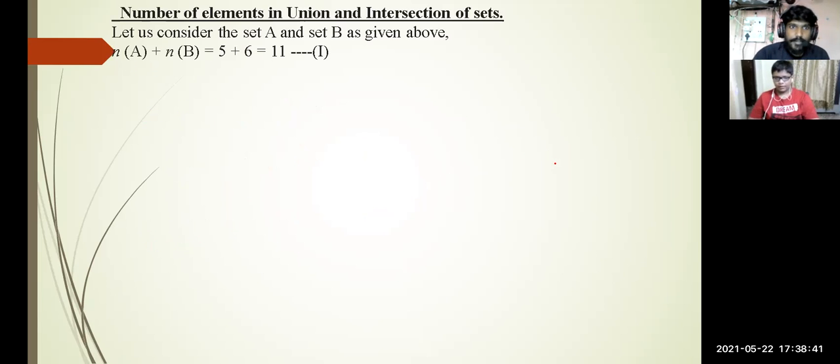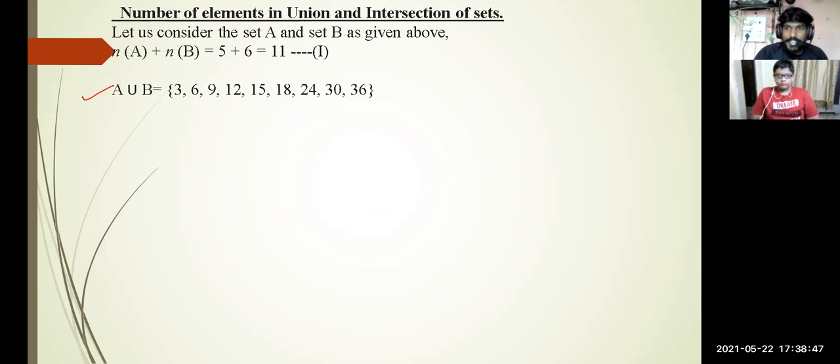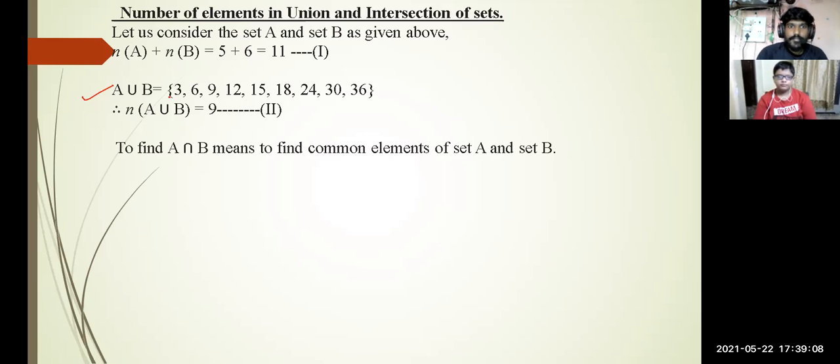Okay, that same thing I'm writing here. This is the same thing, A union B. Now you count how many elements are in this. Nine. So n of A union B is equal to 9. Correct? Okay. Now let me come back to the previous slide.